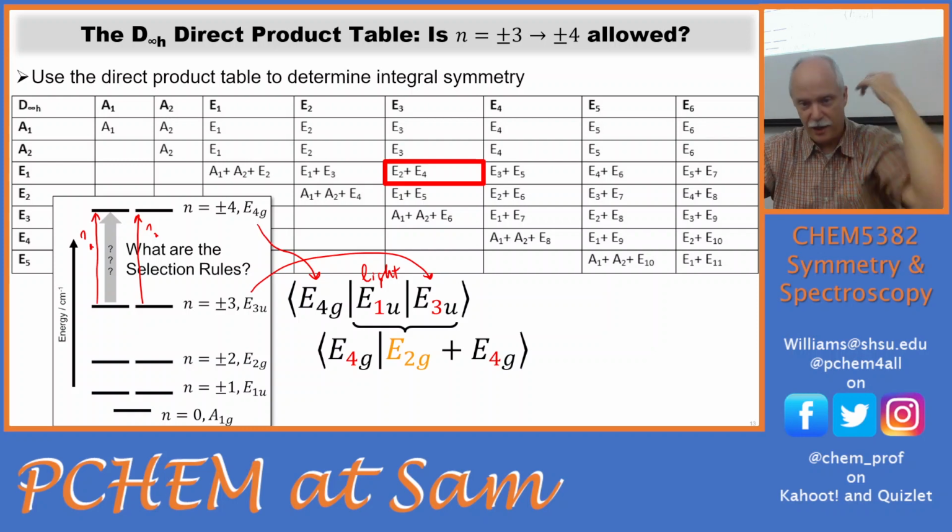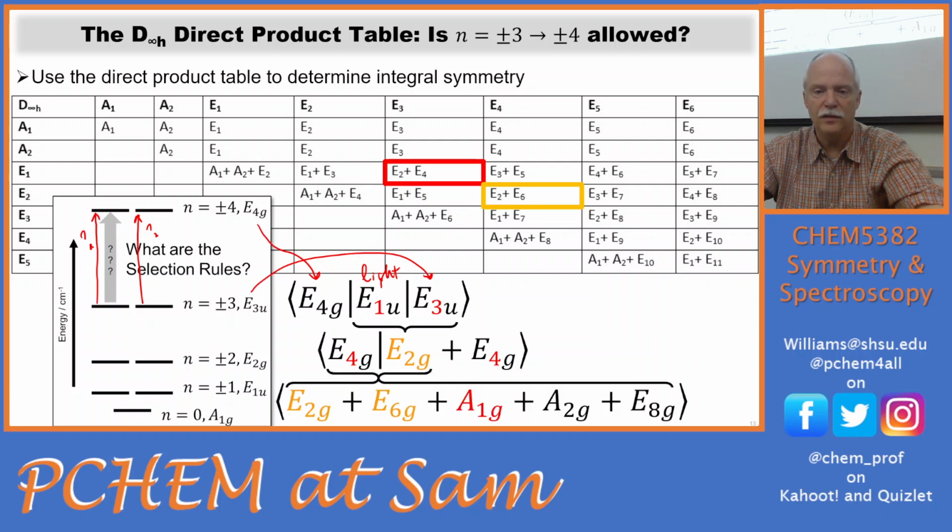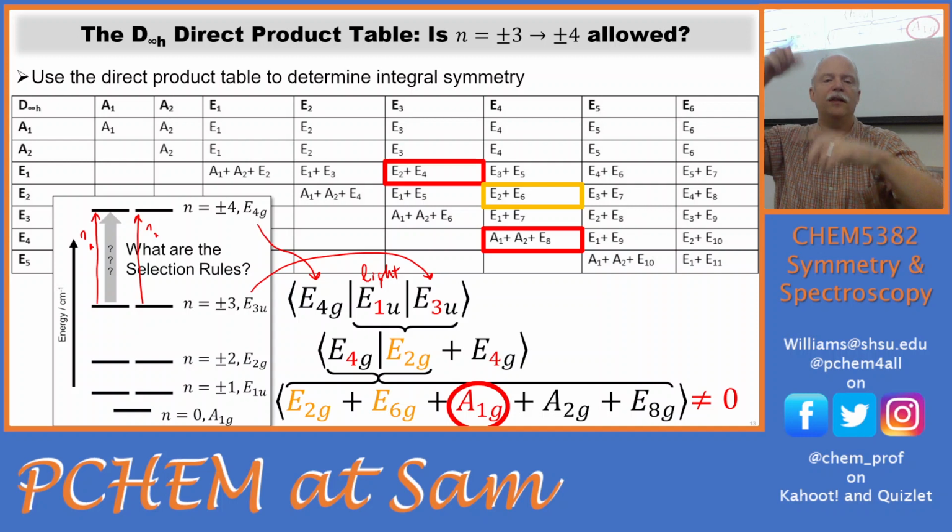And then we'll multiply that E4 times both of those pieces. E2 times E4 gives you, yeah, E2 and E6. And then E4 times itself gives the A1, A2, and E8. Okay. Yep, and we have the A1G not equal to 0. Notice we didn't do any of the G to G or the U to U's because by categorization, there was the odd number of U's. So we're not even going to test those because we know by G and U symmetry, those are not allowed.